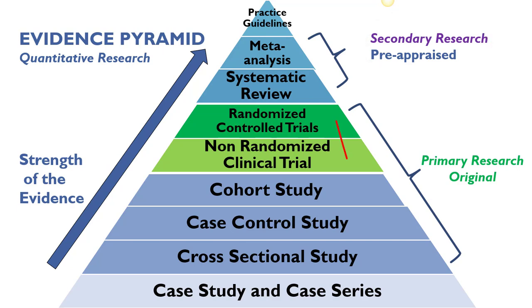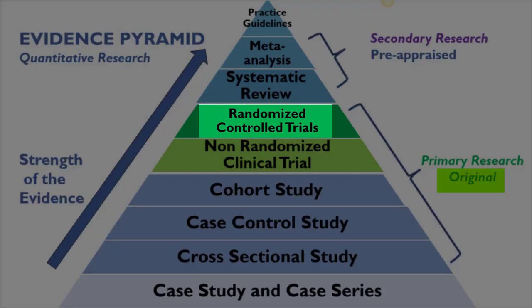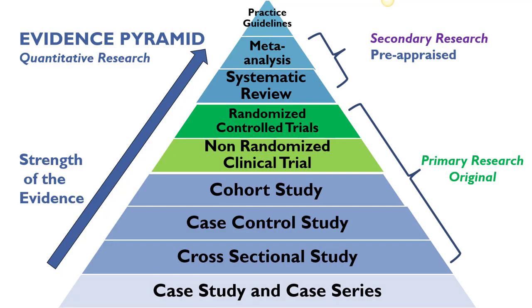Beginning with randomized controlled trials and below are the primary studies. Primary studies are original research articles published by the authors. The randomized controlled trial is the strongest primary design, as it is the only design that can show definitive cause and effect. Secondary research studies have some manner of appraisal for their EBP value.